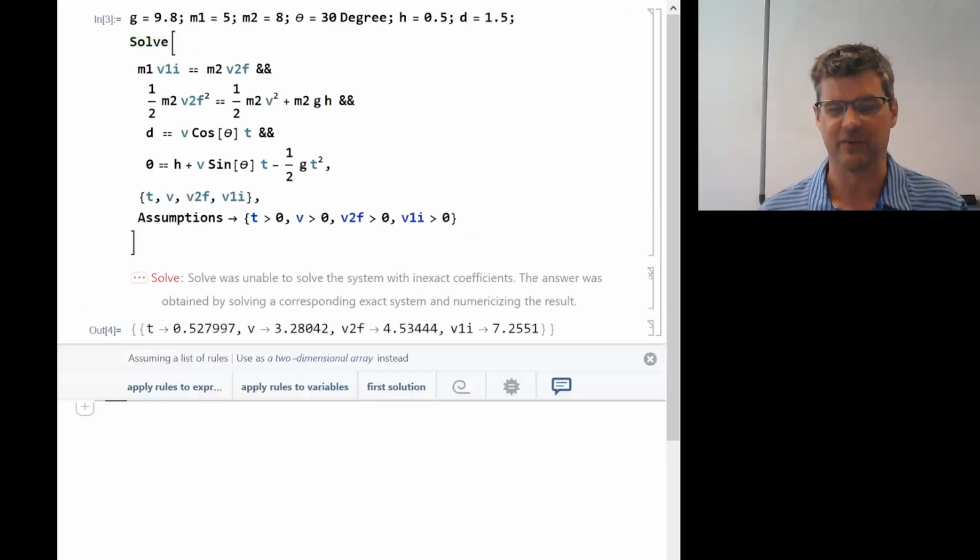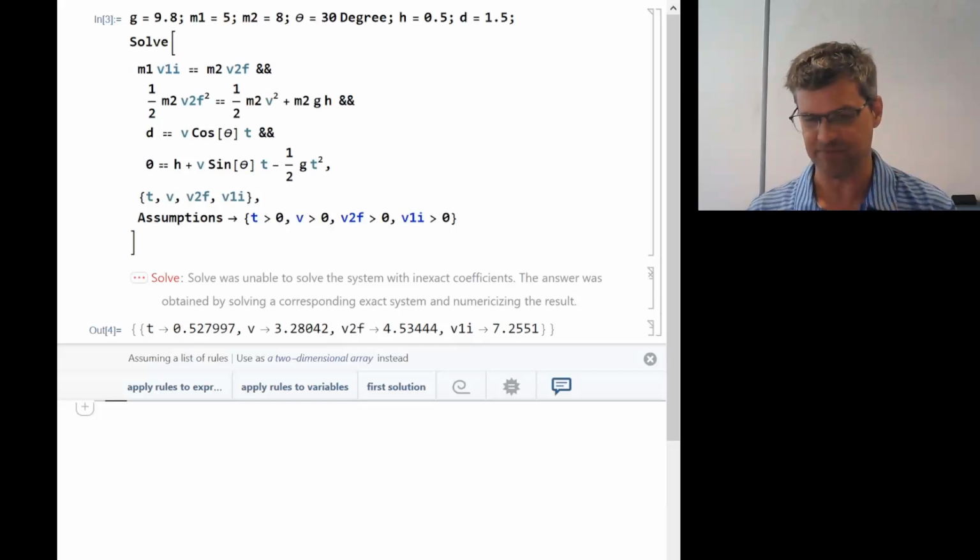Okay, there it works. Now notice here, we get a couple of numbers that we have seen before. If you go back in the video, we found out that v was 3.28 meters per second, that v2 was 4.53 meters per second, that v1 initial was 7.26 meters per second. Mathematica agrees with us. Now what changes when we change our collision?